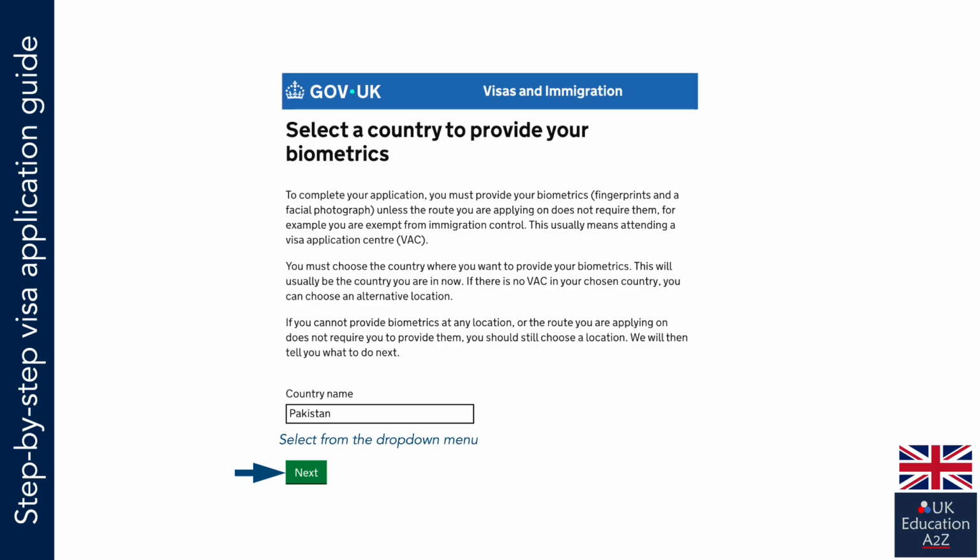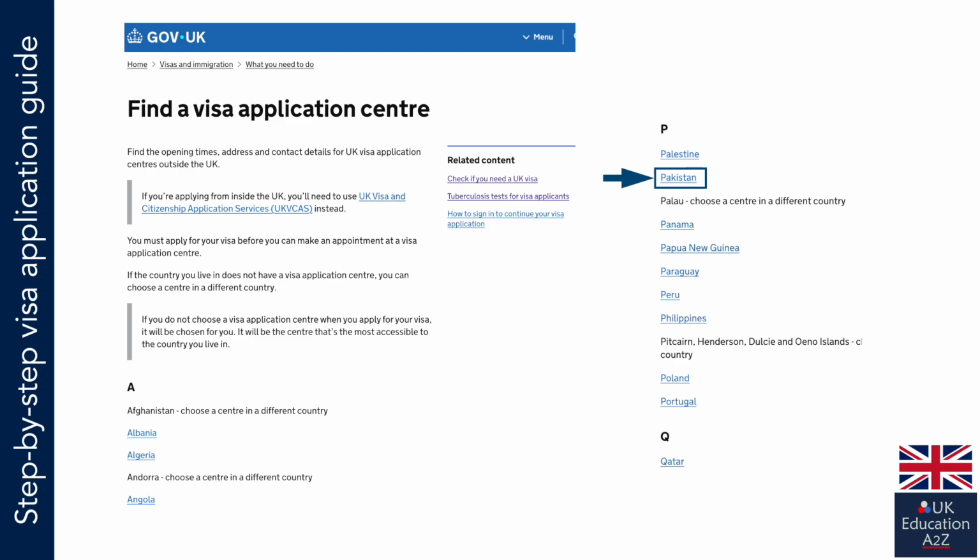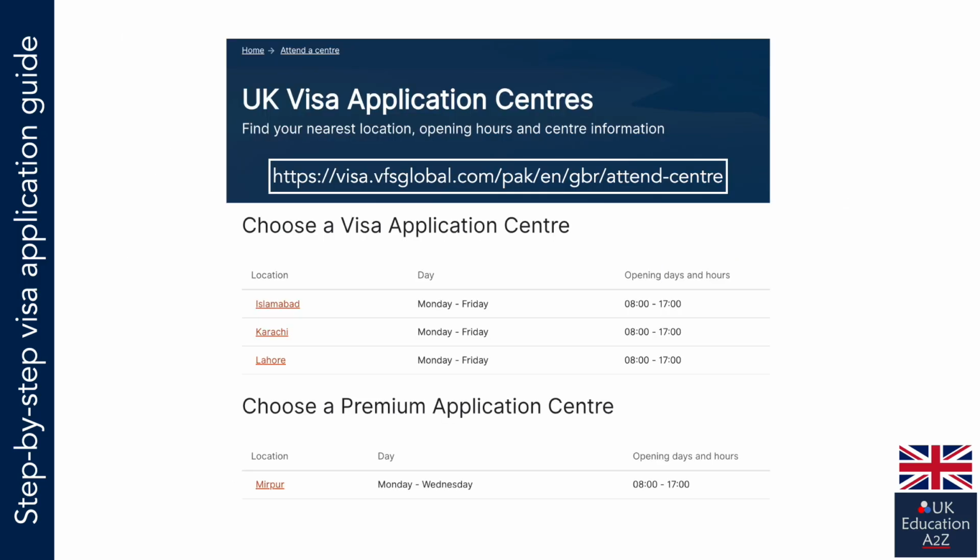On the next page, you will need to find a visa application center for your biometrics. This link will take you to the Find a Visa Application Center page. Click on Pakistan to view the list of available centers. There are 4 visa application centers in Pakistan. Pick the one that is nearest to you. For this demonstration, I have selected Islamabad.